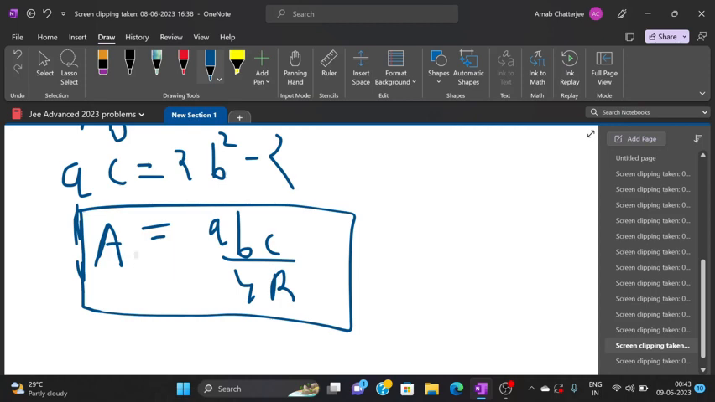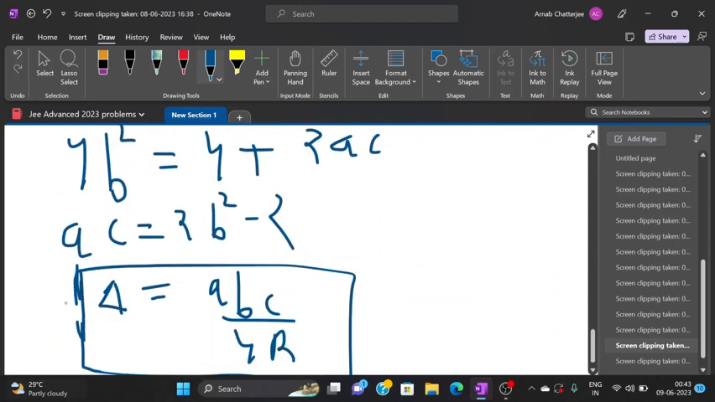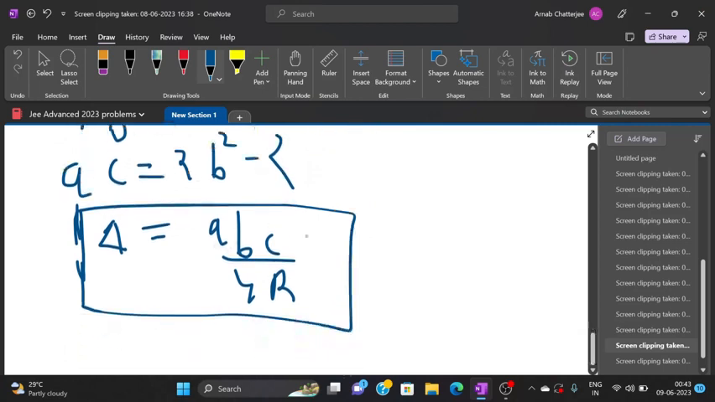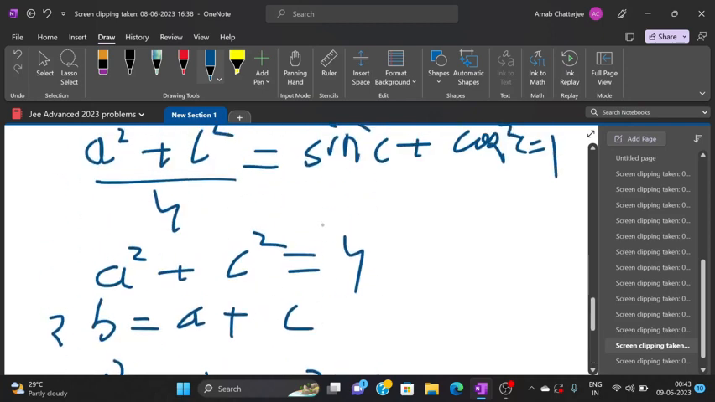Okay. So area is given by, let it be delta only because I have used capital A. Okay. So it does not look good, right? So delta or the area of triangle is given by ABC upon 4R. Okay, so I have the value of AC in terms of B. I have this capital R. So now the only thing needed to find is B.